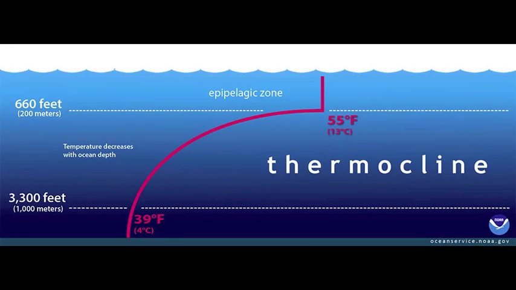As the depth of the water increases, the temperature decreases. At the end of the epipelagic zone, at a depth of around 200 meters, the temperature of the ocean begins to decrease more rapidly, in what is called the thermocline. The temperature continues to decrease until a depth of about 1,000 meters, which is where the mesopelagic zone starts. From here to about 4,000 meters, the water temperature will remain constant.